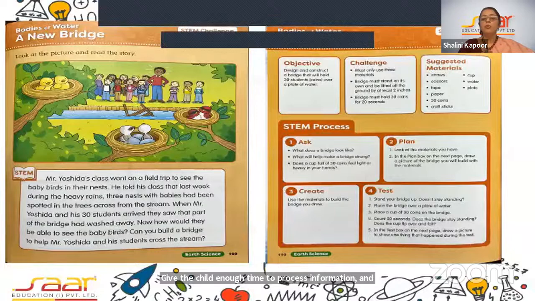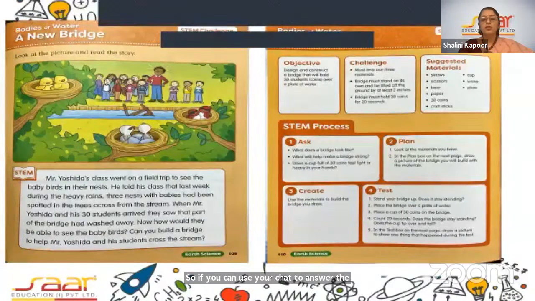Now, what is the STEM process that we are going to follow? The first part of the process is that we will ask the questions. So if you can use your chat to answer the questions, what does a bridge look like? What will help make a bridge strong? And does a cup full of 30 coins feel light or heavy in your hands? The 30 coins are representative of the 30 children that we are talking of in Mr. Yoshida's story.